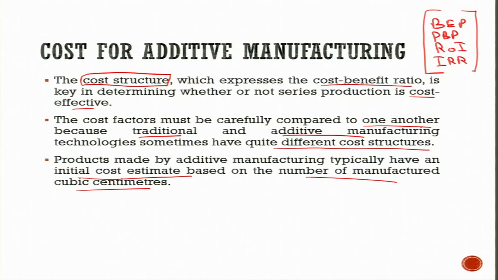Additive manufacturing also involves the fixed cost and the variable cost. Fixed cost generally is the cost of the machine, cost of the investment, cost of the land that you have got or the office that you have got. If it is rented, that comes in the variable cost. These factors we will just see.